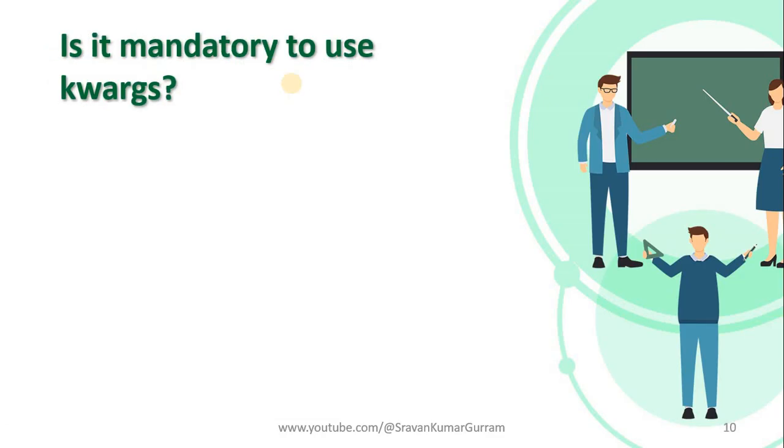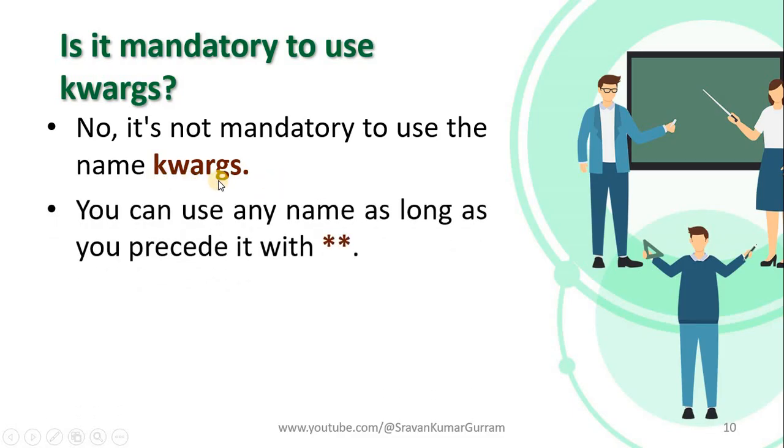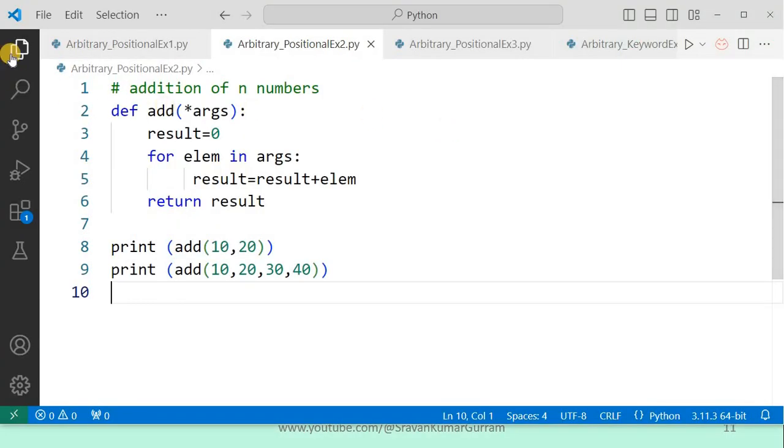Then, is it mandatory to use kwargs? No, it is not mandatory to use the same name, that is kwargs. In place of kwargs, you can use any name, but that must be preceded with the double star symbol. Then only it acts as variable length keyword arguments. See some examples to understand the concept.